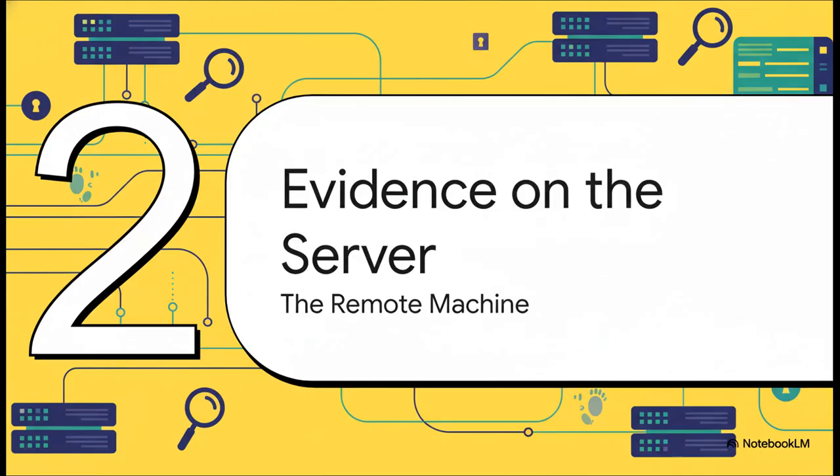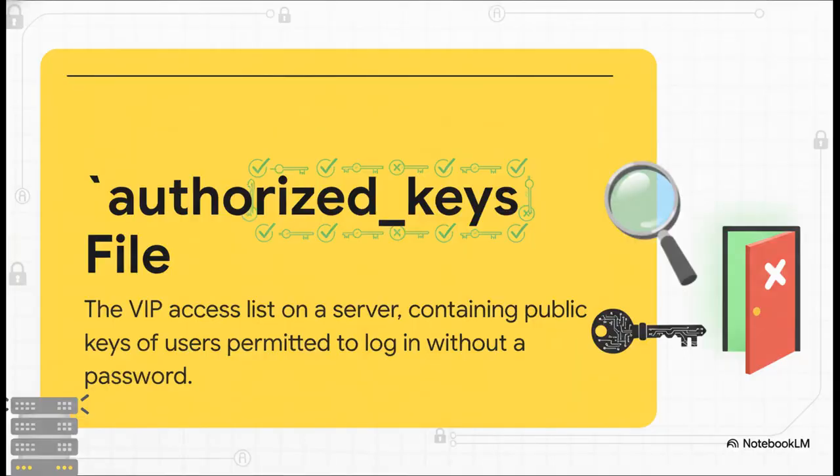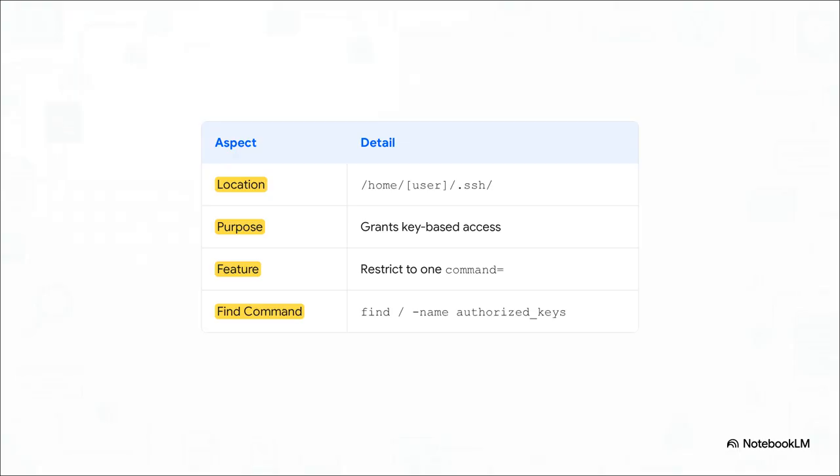Okay, so now that we've seen the client side, let's jump over to the server and see how this whole thing looks from the other side of the connection. On the server, we find this file called authorized_keys. You can think of this as the bouncer's VIP access list. When you try to log in, the server looks at your public key and checks this list. If your key's on the list for that user account, the bouncer lets you right in. No password needed. If it's not on the list, sorry, you're not getting in. And check this out.